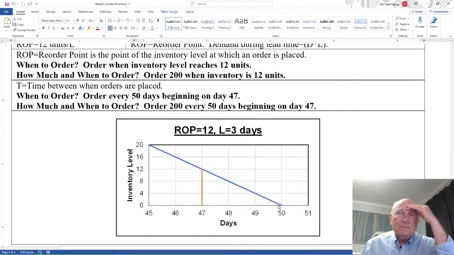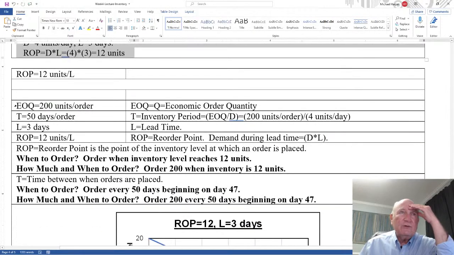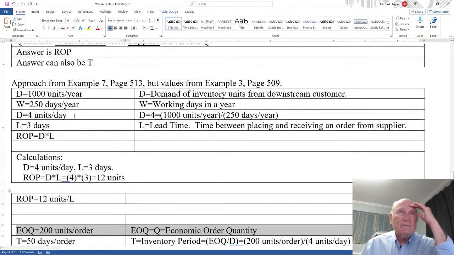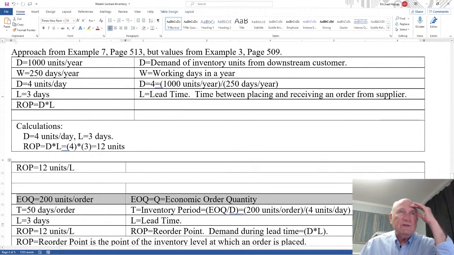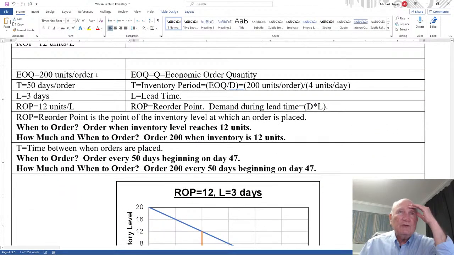Right here, let's back up. My EOQ is 200 units per order. So I'm going to order 200 units. But I have 250 working days a year, or I have 4 units per day. So 200 units is the same as 50 days per order.